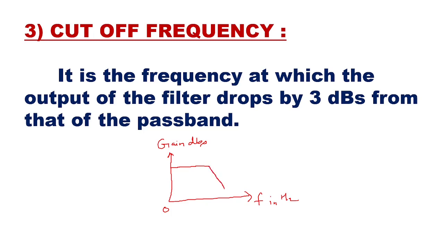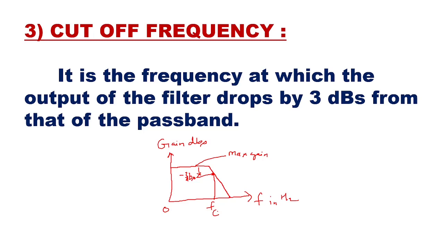So once you stop it, the graph comes like this. In this case, this is the maximum gain. And from here, if you come down 3 decibels, here you will get a point. The frequency at that point is the cutoff frequency. Okay. So this is the cutoff frequency.